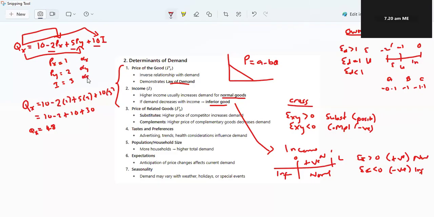What is the gradient for good X? It's simply the number that comes before Px, -2. What is the gradient for good Y? Positive what? +5. What is the gradient for the income? Positive what? +10. Then we have three important formulas. Own price elasticity of X on X is simply the gradient for good X times the actual price for good X over the overall quantity demanded, QX.